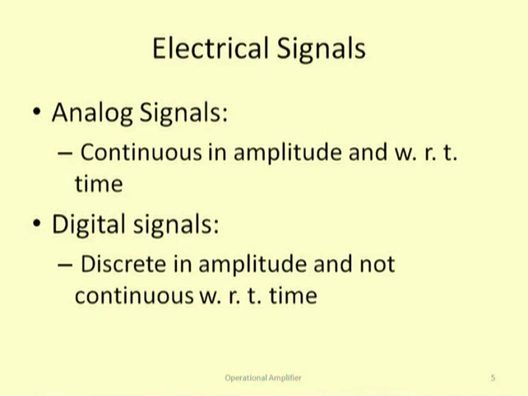Now the second type of signal is the digital signal. Digital signals are discrete in amplitude and they are not continuous with respect to time. For example, if we represent the alphabet in terms of electrical signals, then there are 26 alphabets. Each alphabet could be represented with one voltage level. So naturally it will be discrete in terms of amplitude. For example, I'm speaking my name, say Rajesh. There are 6 letters: R, A, J, E, S, H.